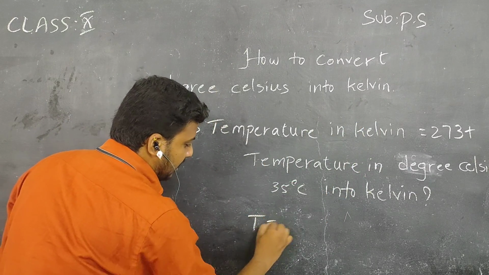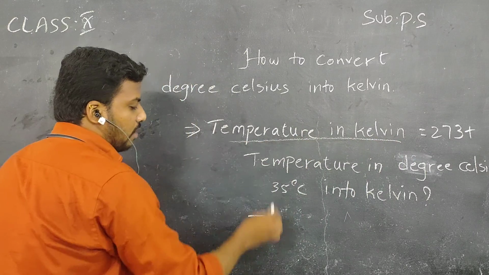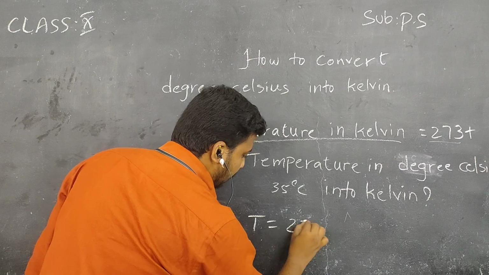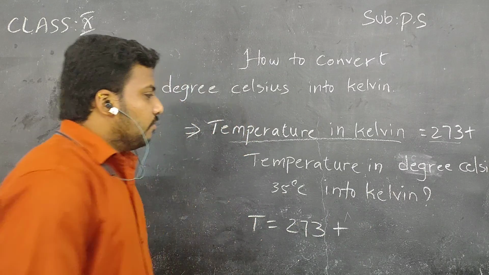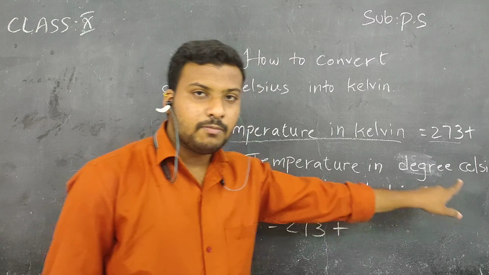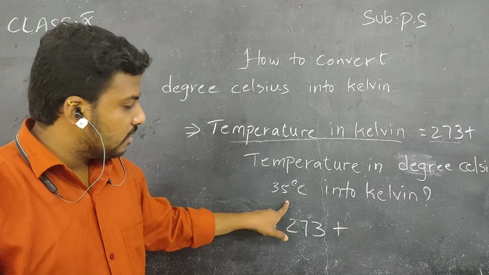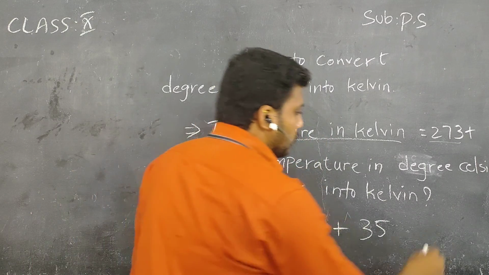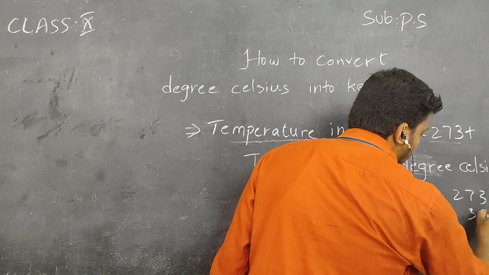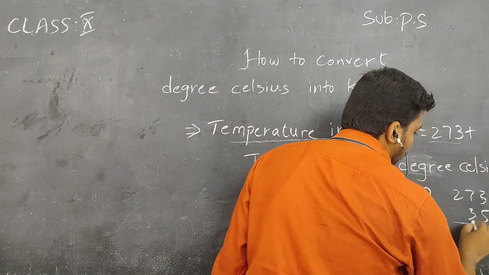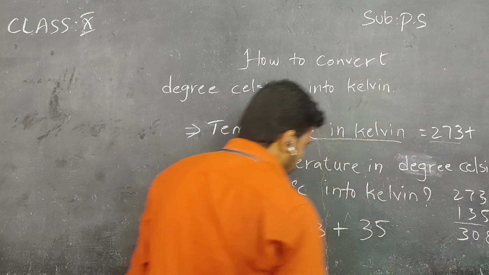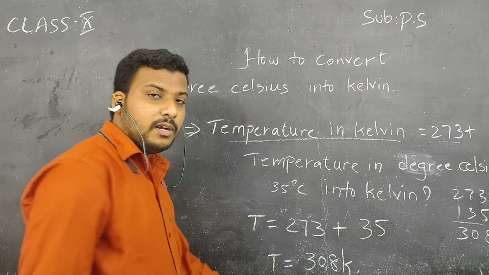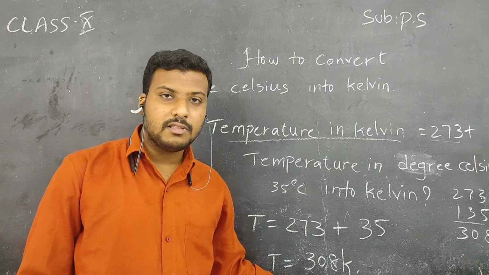For temperature in Kelvin, you write T, capital T. Then coming to 273, you write 273 plus. Then temperature in degrees Celsius. What was the degree Celsius they gave? 35, no? Then add 35 to this 273. So 273 plus 35: 5 plus 3 is 8, 7 plus 3 is 10, 2 plus 1 is 3. So temperature equal to 308 Kelvin. So we have converted into Kelvin. 308 K. K means nothing but Kelvin.